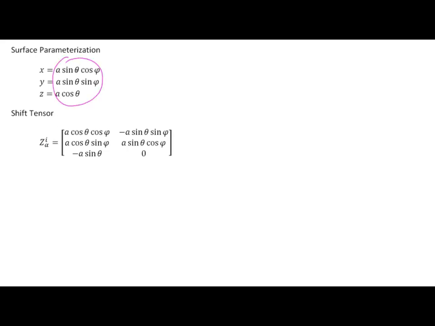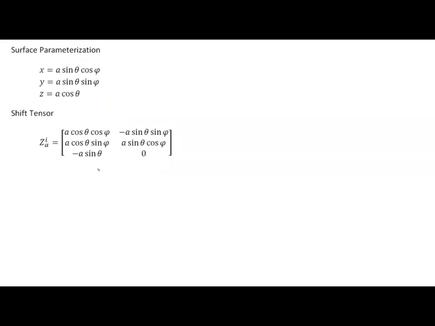The first thing we're going to do is to look at the shift tensor. To do that, we just take the partial derivative, first of all, of these elements with respect to theta, and that'll give us this column of results. And then we take the partial of each of these items with respect to phi, and that'll give us this column. And that's our shift tensor.